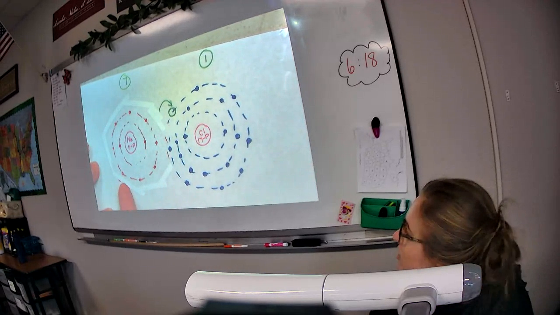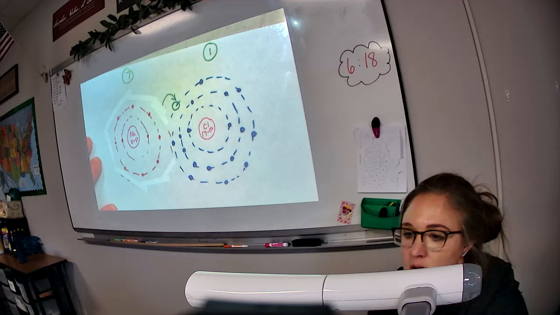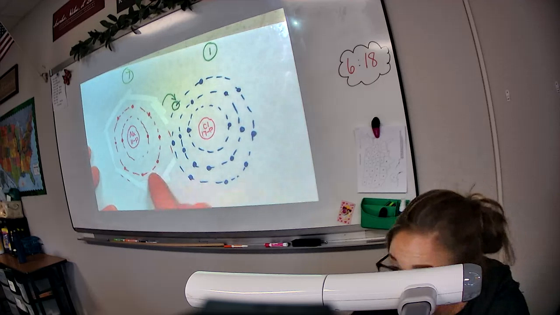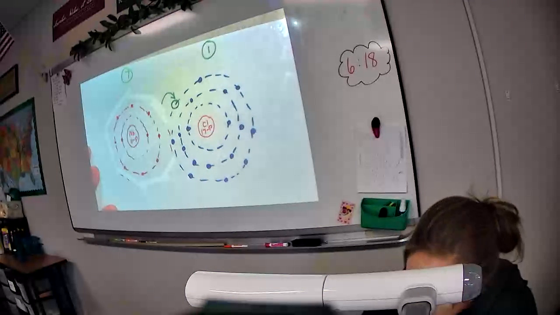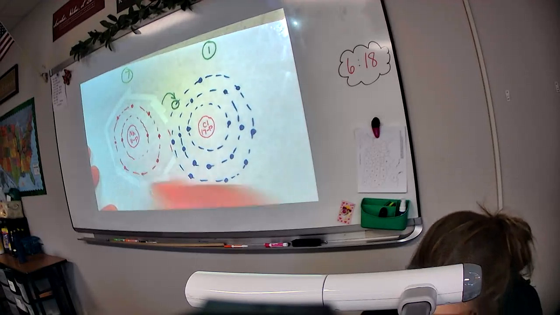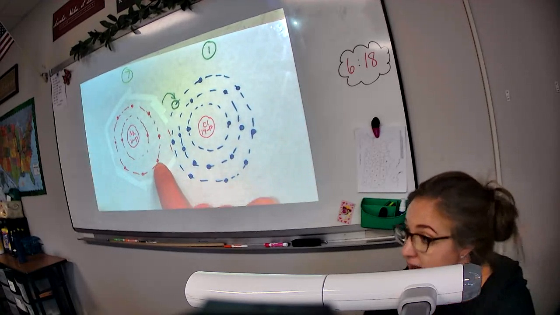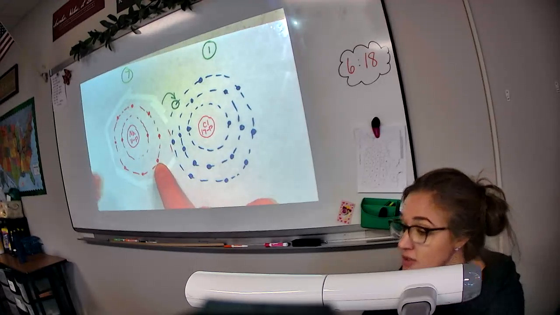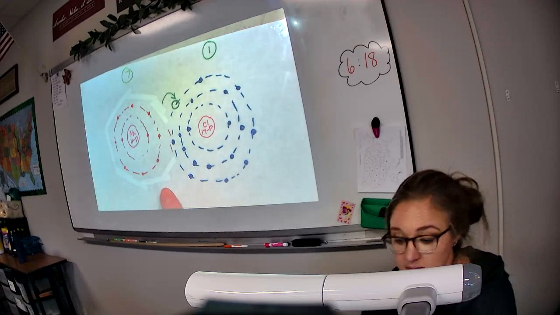Now, does sodium have a full outer shell? Yes, it does. This shell is already full. It lost the third shell, but that doesn't matter. The outermost shell now is full, correct? So is sodium happy? Yes, he is.